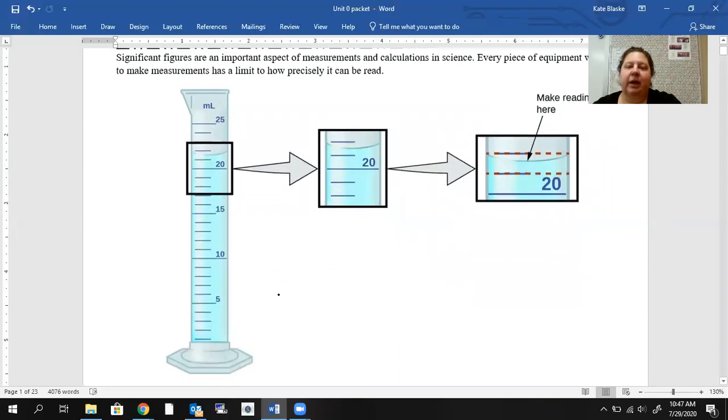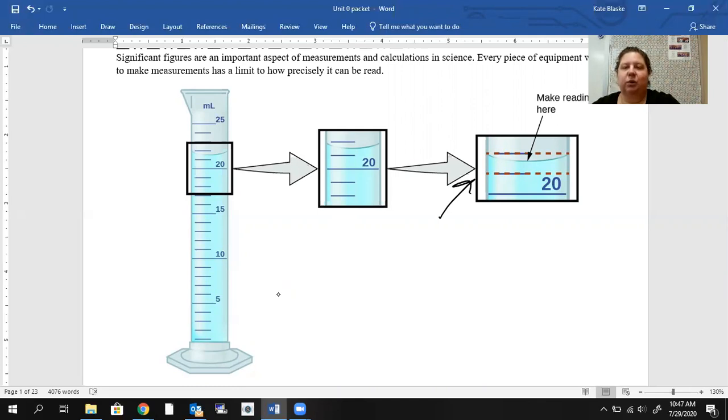So if you look at your packet, we've got a picture of a graduated cylinder. If we zoom in on that liquid level, we know that when we read liquid volumes, we're always supposed to read from the lowest part of the meniscus, that curve in the liquid. So as the arrow points, we want to make that reading right there. That meniscus right now is somewhere between 21 milliliters and 22 milliliters.